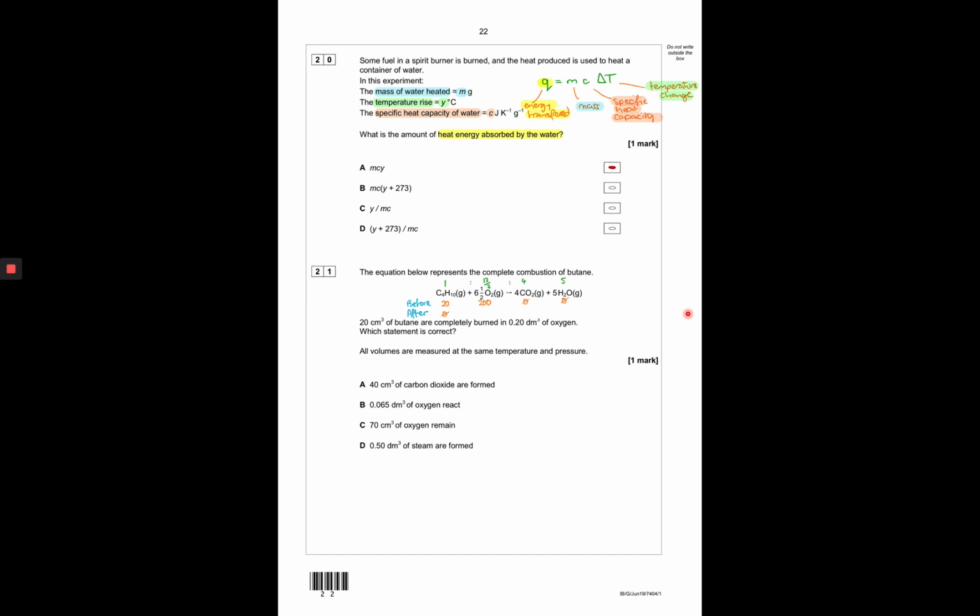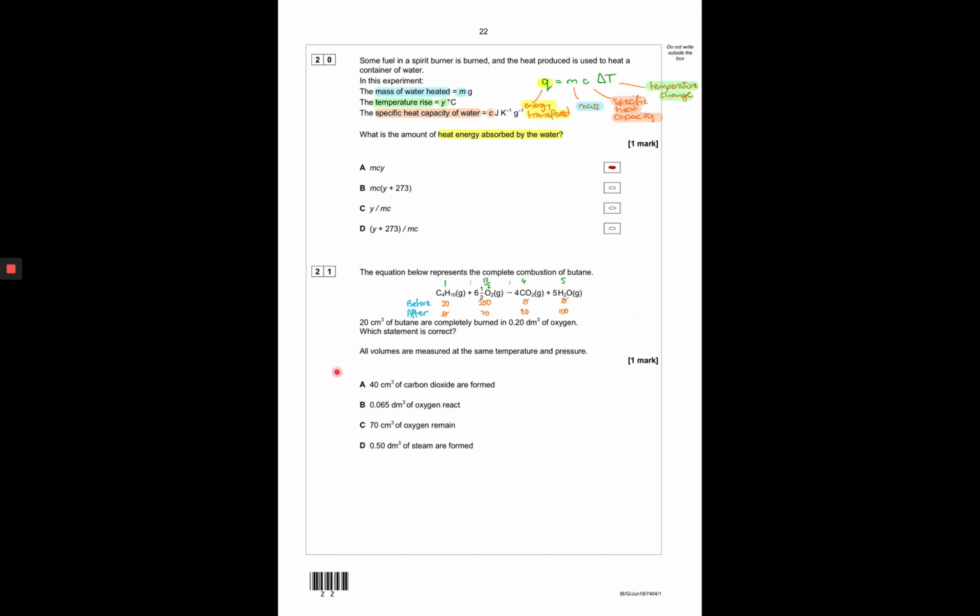We can use the ratios to think about how much carbon dioxide and how much water is produced. If 20 centimeters cubed of butane combusted, then we're going to make 4 times as many moles, so 80 centimeters cubed of carbon dioxide, and 100 centimeters cubed of water. If we have used up all of the 20 centimeters cubed of butane, that means we reacted with 6.5 times as much oxygen, which is 130. So our oxygen after is going to be 200 minus the 130 that reacted. So we end up with 70. So these are our volumes at the end of the reaction.